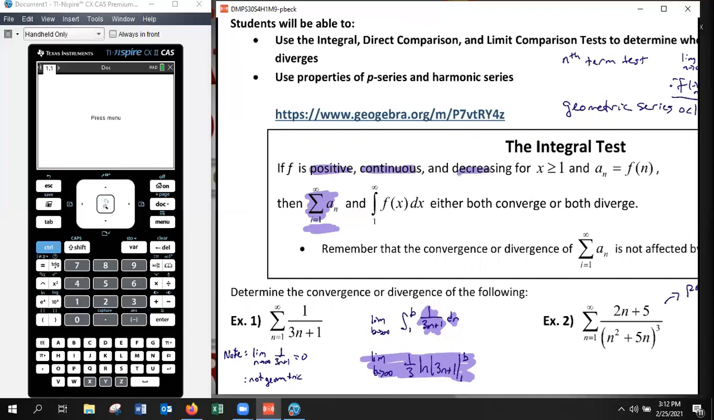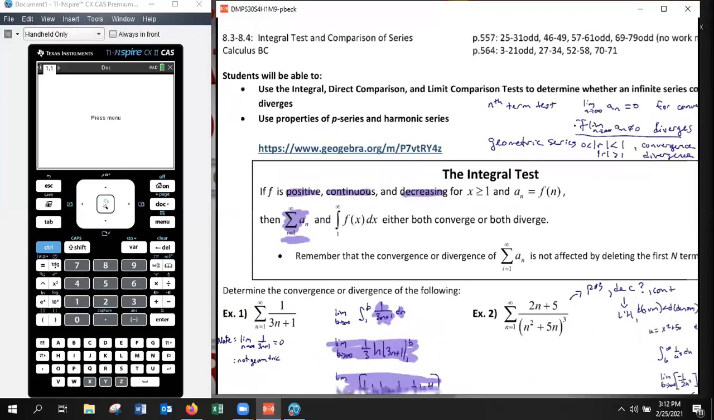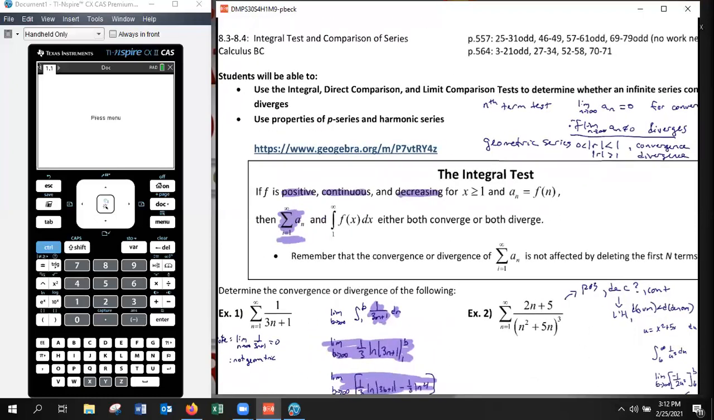Third and foremost, we must have a decreasing function. So it's a positive decreasing function. Part of the reason for that is, what happens if we have an increasing function that's modeling the series? Well, by the nth term test, that's going to be a divergent series anyway. So we're only going to do this integral test for a decreasing series.